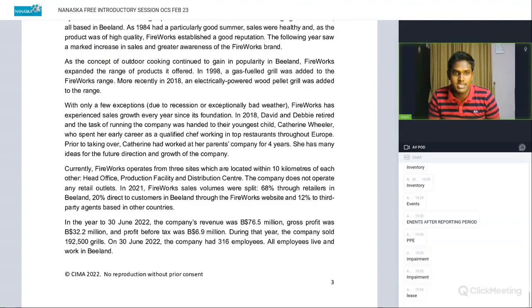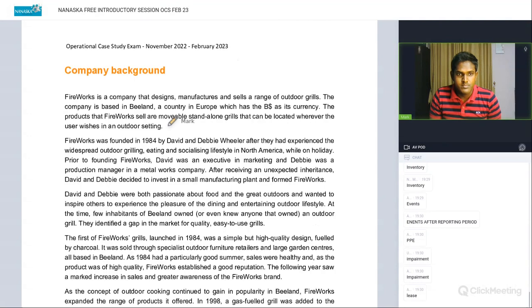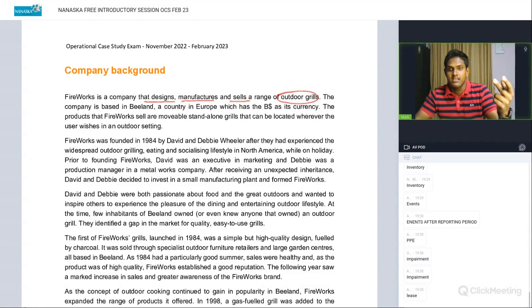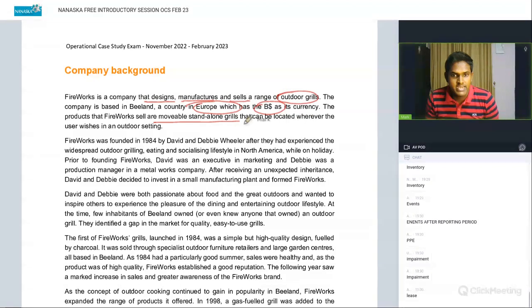So we are a company that designs, manufactures, and sells outdoor grills. So we have control over the entire value chain. We design, we manufacture, we sell. We are in Europe. $B is the currency. Cells are movable standalone grills located wherever the user wishes in an outdoor setting. So that's the specification of the product.